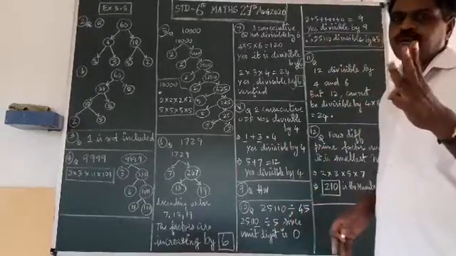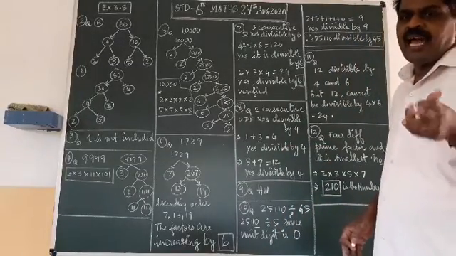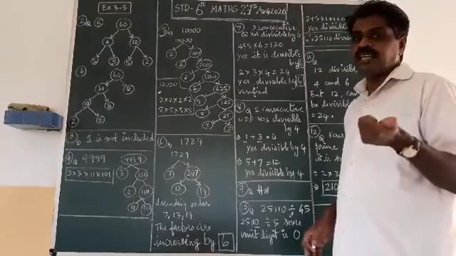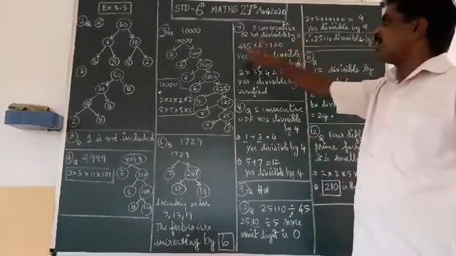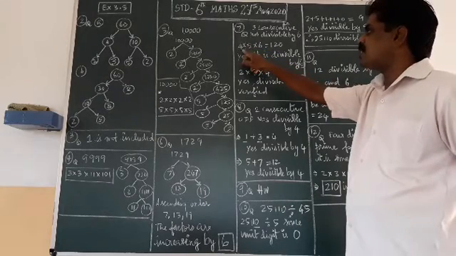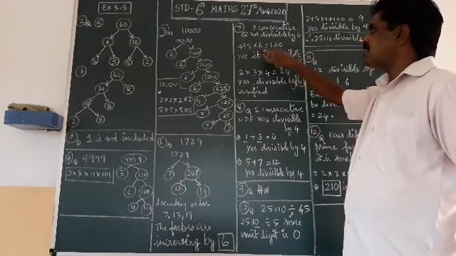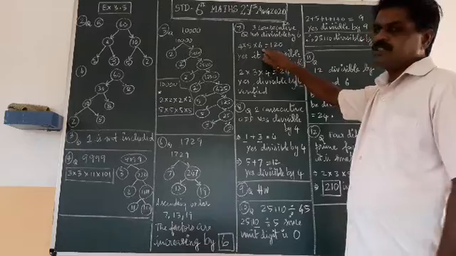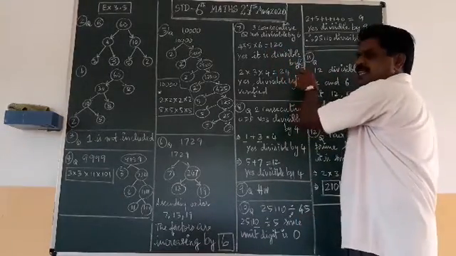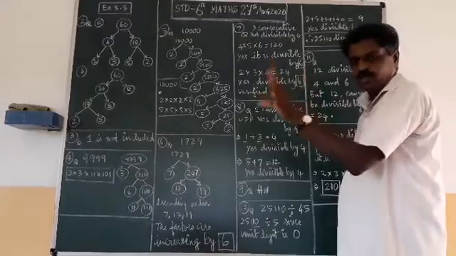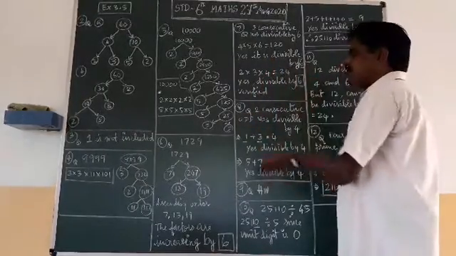Take any three consecutive numbers, multiply them, and check whether the product is divisible by 6 or not. I have taken 4, 5, 6: 4 multiplied by 5 multiplied by 6. 20 into 6 is 120. Yes, 120 is divisible by 6. Verified.